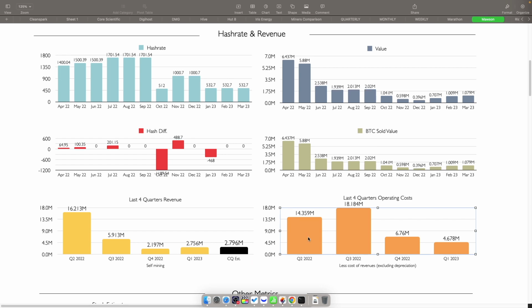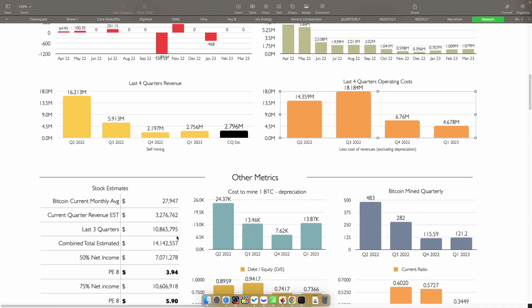Okay, so Q2, 14.3 million in operating cost. Q3, 18.8. Obviously, that's a lot higher than what they actually made here. Q4 was 6.7, and then Q1 was 4.678. So they are coming back down a little bit on that. Still not above everything here, but this is for their self-mining. I think this includes hosting and everything else in here. So we'll see on that one going down further.